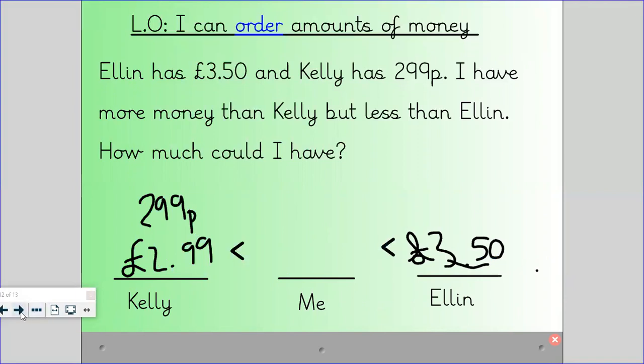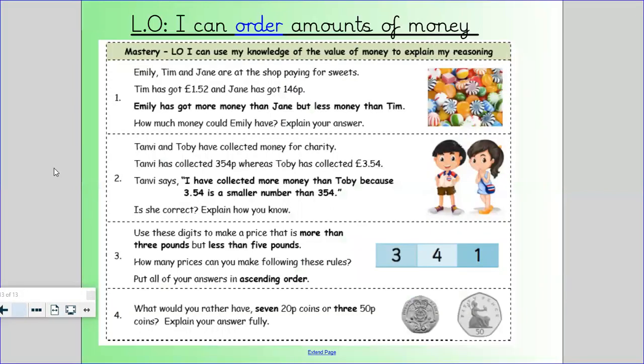So the questions ask you to do things similar to that. Number one is very similar to that, you'll notice, and you do have to explain your answer. All of these questions ask you to explain your answer. And by explaining your answer, you're really showing that you understand this aspect of working with money.